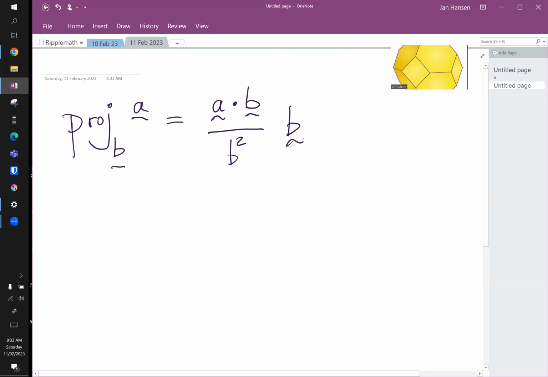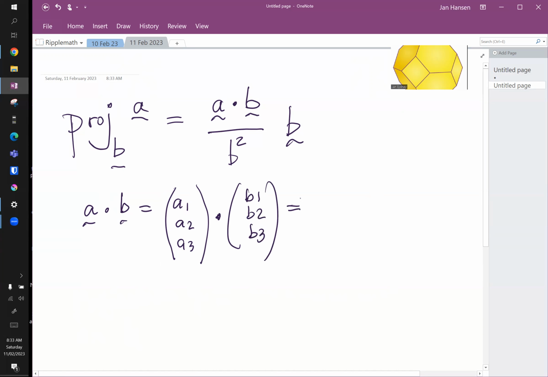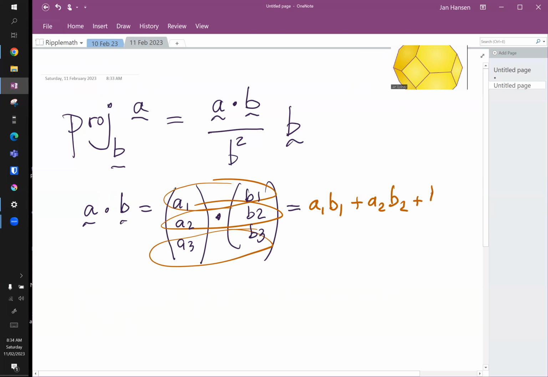Simple. And A dot B, assume A is A1, A2, A3. I write vectors vertically like this, except that was pretty bad. Let's rewrite that bracket. Dot B1, B2, B3. And the dot product is just a matter of multiplying these along here. So you'll get A1 times B1 plus A2 times B2 plus A3 times B3.